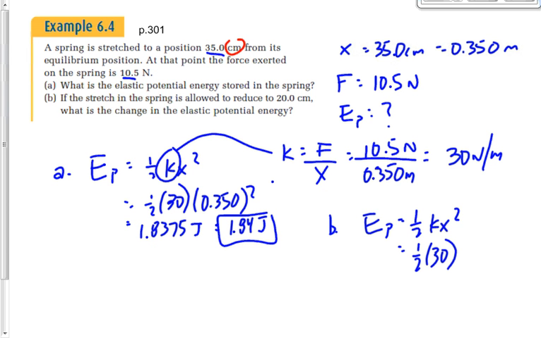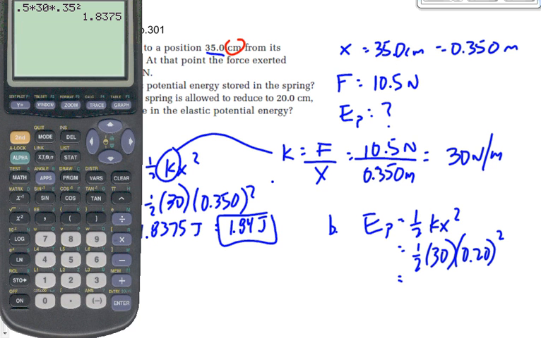Bottom line is this. It's the same spring, right? If it's the same spring, then it's got to be the same spring constant. So if we found it before 30 newtons per meter, then it's still 30 newtons per meter. Now the difference is that X is 0.20 meters instead of 0.35 meters. Let's figure out what that is now. Say 0.5 times 30 times 0.2 squared. It's 0.6 joules.